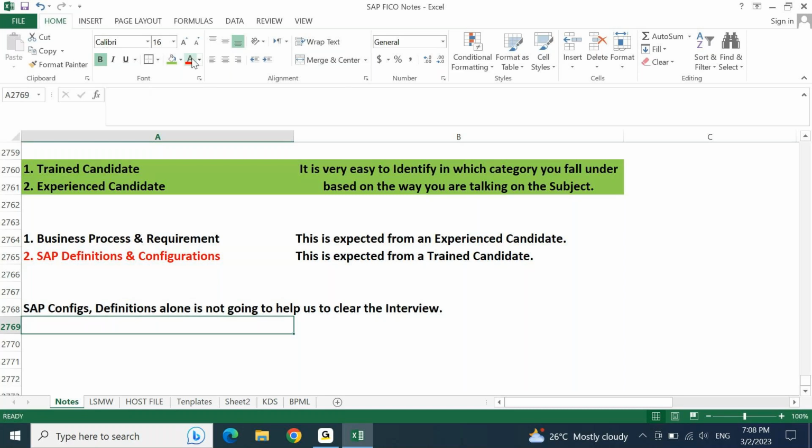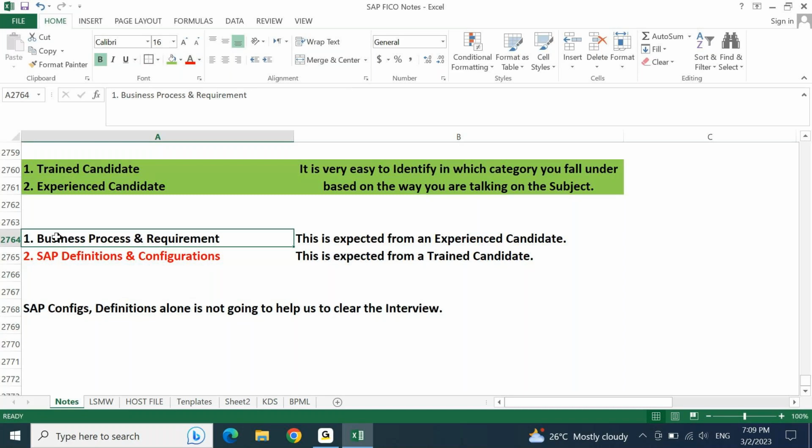Now, what is expected from you in the interview? They expect you to talk the business process and business requirements. I am not concerned about your SAP configuration knowledge, SAP definition related knowledge, because if you join my company or my project, I am going to give you the configuration document, which I ask you to look at, and do it on the system. I do not practically need your configuration knowledge because it's copy paste work in any project.